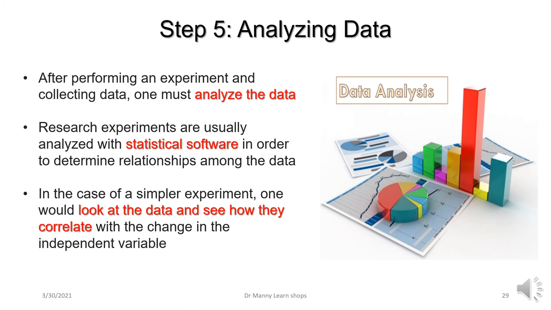So research experiments in the scientific method are usually analyzed with statistical software in order to determine relationships between the data. In the case of a simpler experiment, the researcher might look at the data and see how it correlated with the change in the independent variable.